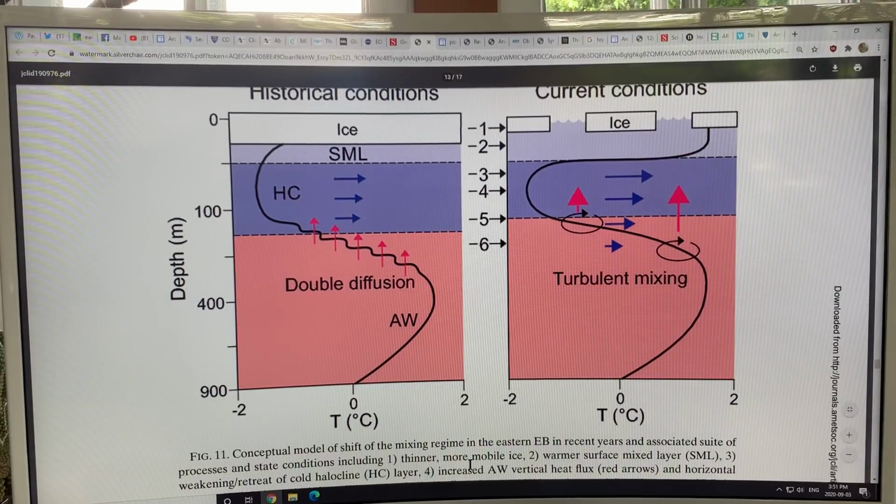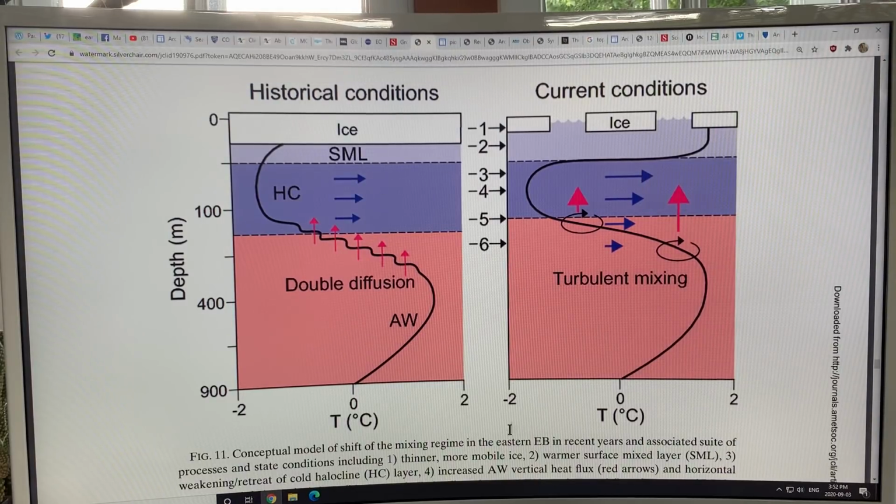So that's the first point. Then there's a warmer surface mixed layer, SML. Okay, this region here, and this region here is larger. So the water is warming in this region. Then we have a weakening, a retreat of the cold halocline HC layer in 3. So this is the halocline layer here, and what you can see is it's getting smaller and smaller. The halocline is weakening, so this distance between here and here is decreasing. The currents are getting stronger.